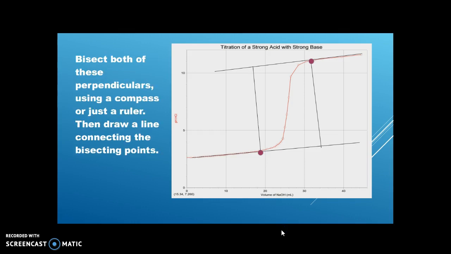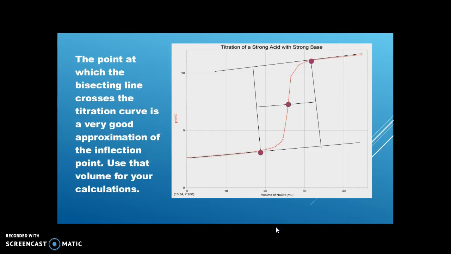Then you'll bisect both of these perpendicular lines, cut them in two. You can use a compass and straight edge or just a ruler, and draw a line that connects those bisecting points, as here. Finally, you look to find the point at which the bisecting line crosses the titration curve. That will be a very good approximation of the inflection point in this data.